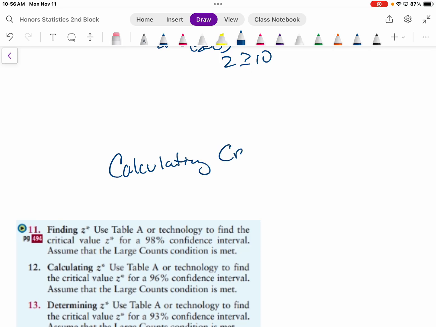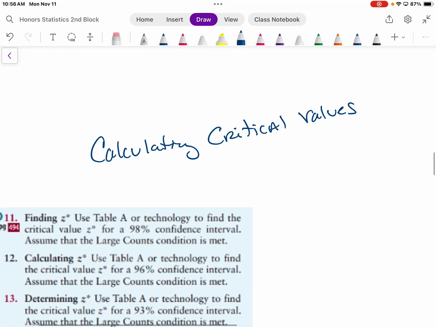Calculating critical values. This is a new thing. So if you're distracted and not focusing on me, this is where we want to make sure we tune back into Mr. Stevens. There are 2 ways that we can calculate critical values. We need a critical value for our confidence interval calculation. We need them when we do hypothesis testing as well. So this is not the only time.